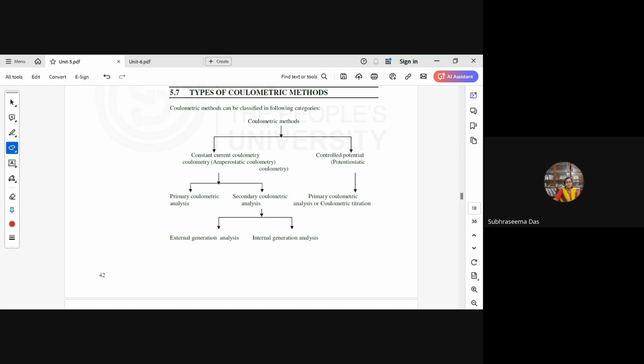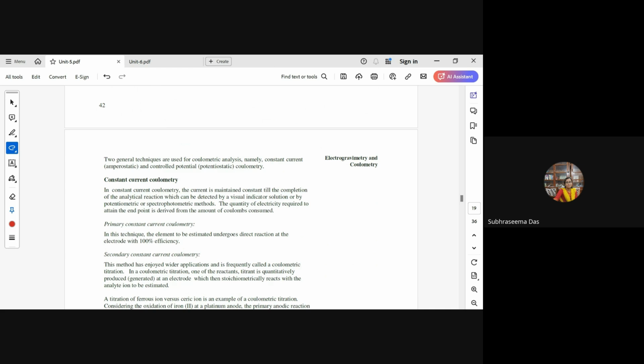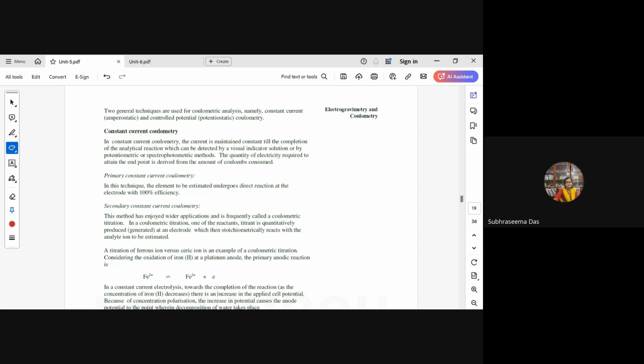Okay, and then for secondary coulometric analysis, we have external generation analysis and internal generation analysis. So two general techniques are used for coulometric analysis: amperostatic, and the other which occurs at controlled or constant potential, that is called potentiostatic coulometry. In constant current coulometry, the current is maintained constant till the completion of the reaction, and it is indicated visually or by potentiometric or spectrophotometric methods. The quantity of electricity required to attain the endpoint is derived from the amount of coulombs consumed, by utilizing the previous equation.